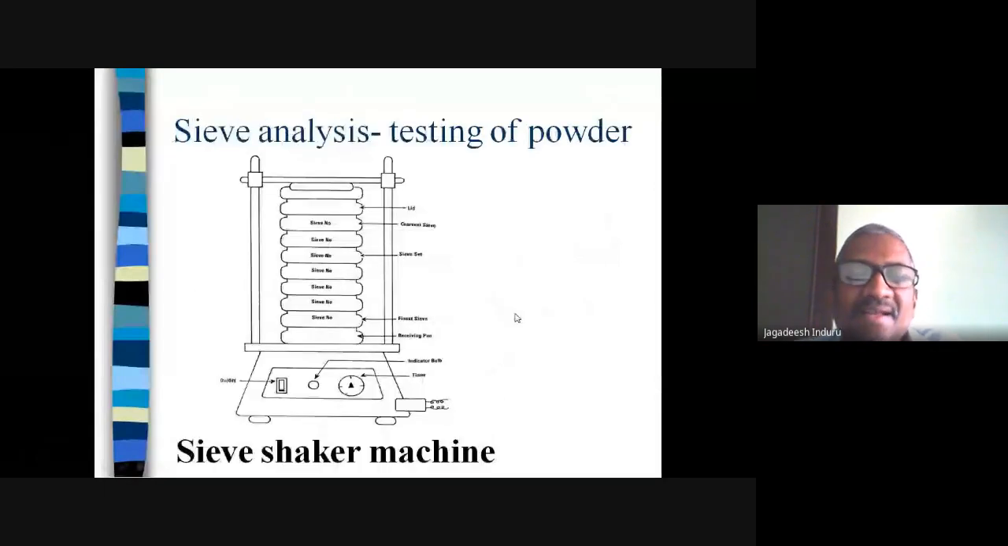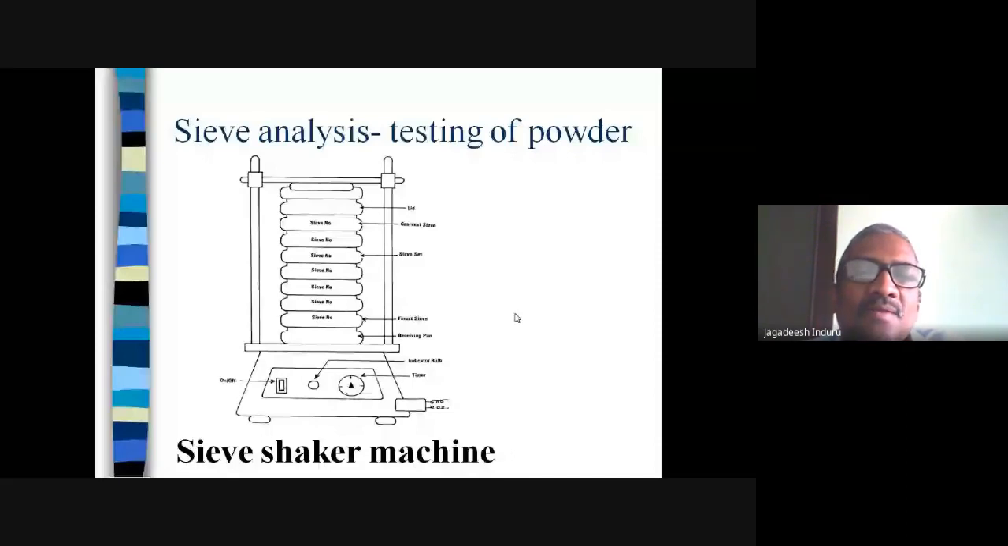This is the sieve analysis, sieve shaker machine. In this, we arrange the sieves in a pile, one after another, where the sieve with the least opening is present at the bottom. That is the highest sieve number, and the sieve of the least number will be placed at the top. That is, the aperture size of the opening is bigger. It means the top sieve will have the biggest opening. Down, we are going to have smaller and smaller. At the last, we are going to have a pan.